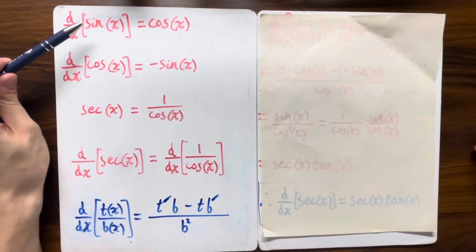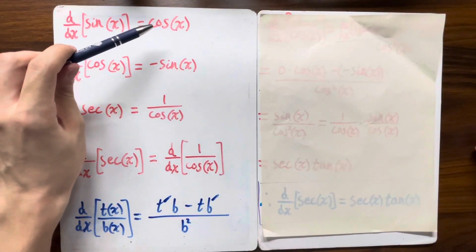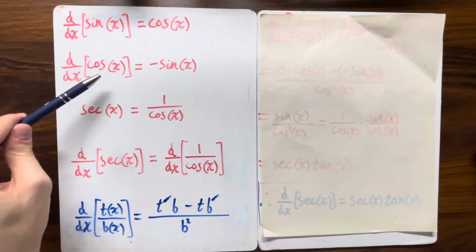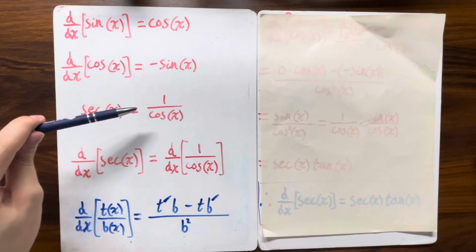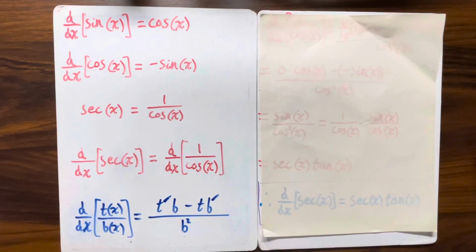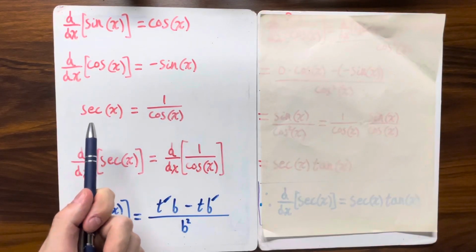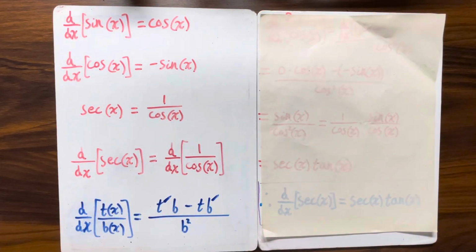Using the fact that the derivative of sine of x is equal to cosine of x, the derivative of cosine of x is equal to negative sine of x, and that secant of x is equal to 1 over cosine of x, we can try to figure out what is the derivative of secant of x by using the quotient rule. Because again, secant of x is equal to 1 divided by cosine of x, so in this case we can write secant as a quotient, like this, 1 divided by cosine of x.